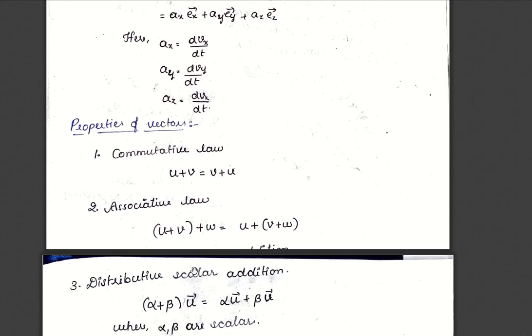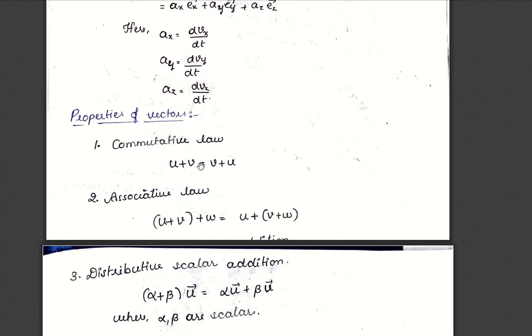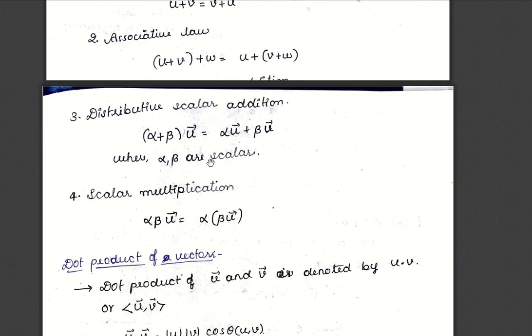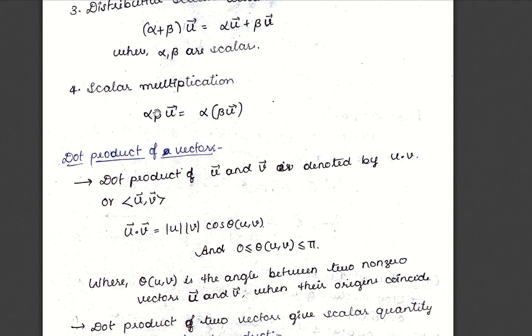Let us see some properties of vectors. First we have the commutative law: u plus v is equal to v plus u, we can swap. Second one is the associative law. We can write (u plus v) plus w is equal to u plus (v plus w). Distributive scalar addition: we have alpha and beta as scalars. (Alpha plus beta) into u is equal to alpha u plus beta u. Scalar multiplication: alpha into (beta u) is equal to (alpha beta) into u. I can write it like this.